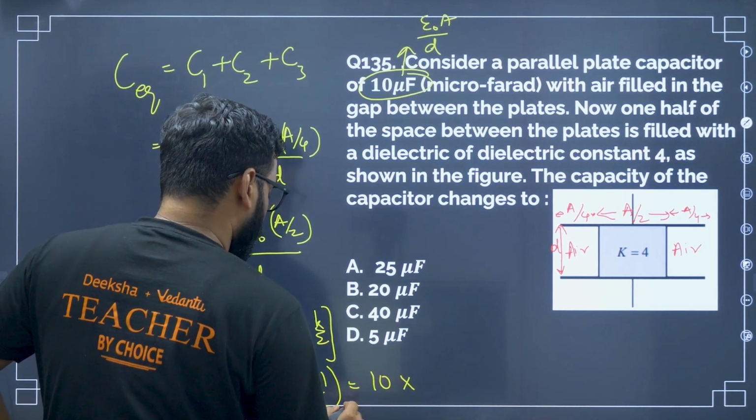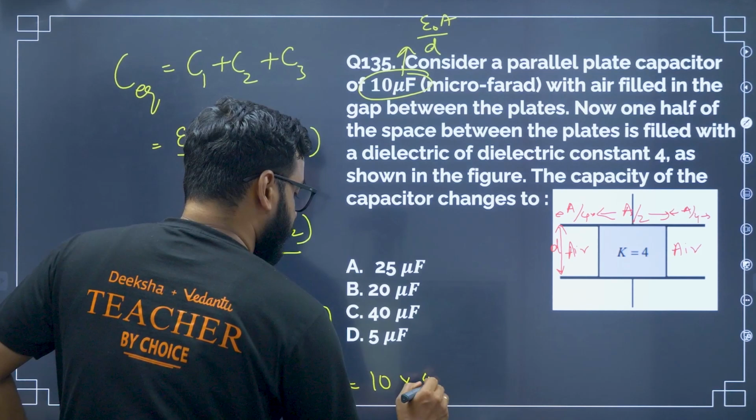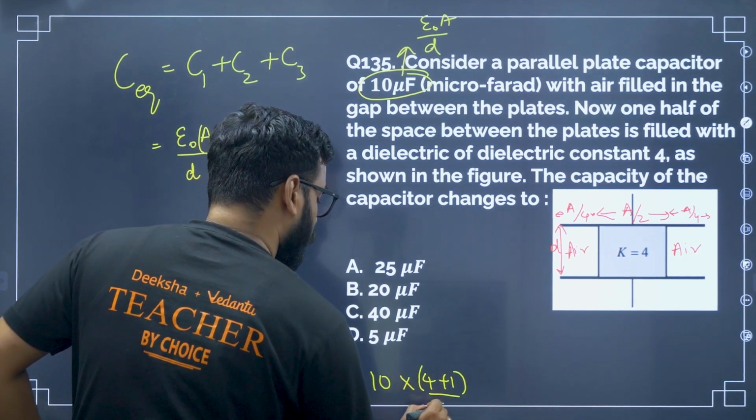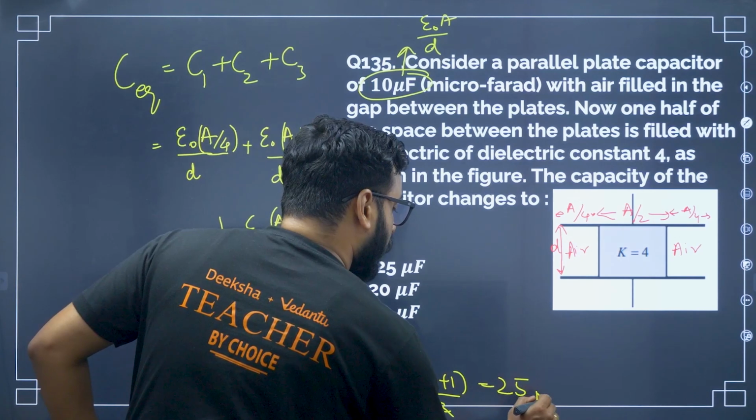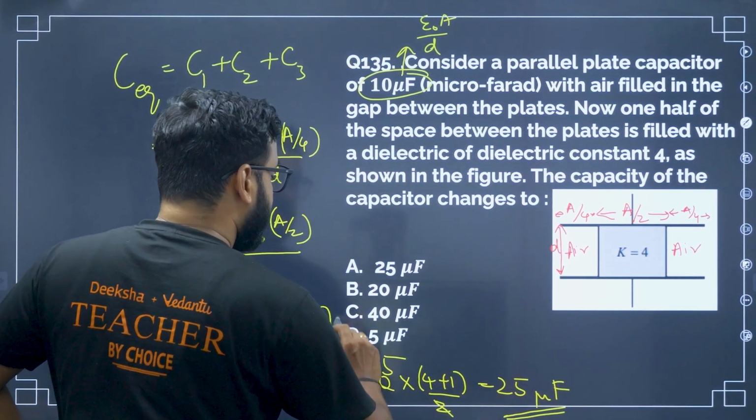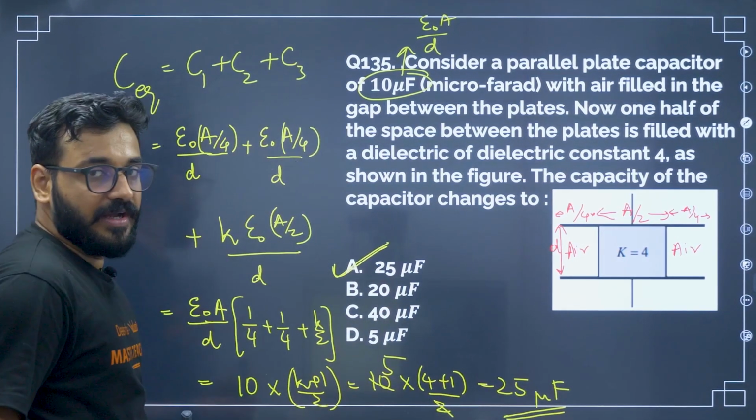So 10 into 4 plus 1 by 2. This is 5. 5 into 5, 25 microfarad. So the correct answer is ultimately option A, 25 microfarad.